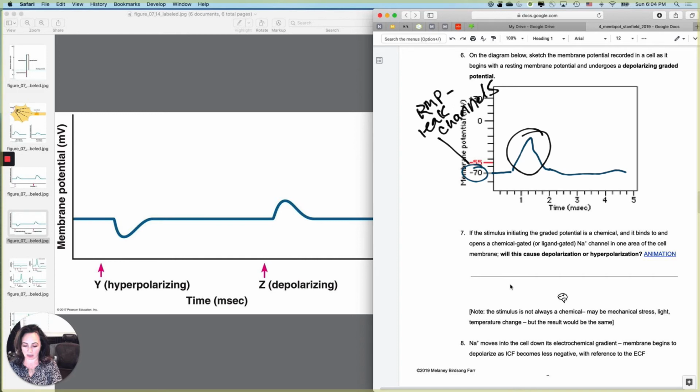Okay, with this one right here, because I'm depolarizing, it's telling me that I'm dealing with sodium channels because, again, sodium will move from the extracellular fluid to the intracellular fluid when given the opportunity. And are they gated or leak? Well, leak does resting membrane potential. Gated changes resting membrane potential. And are they open or closed? They're open. So this is opening gated sodium channels.